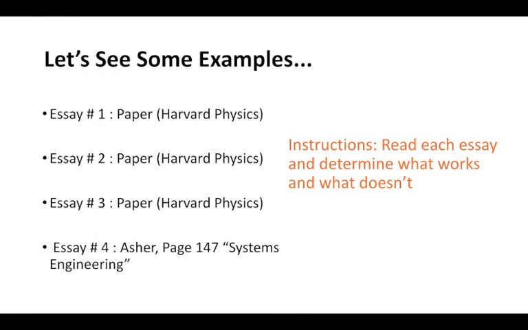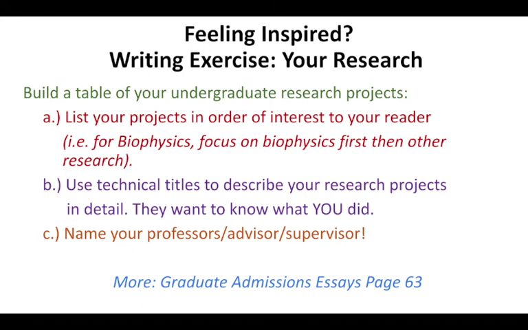So with this workshop, we hope you feel inspired. Here's a heuristic that you can use to start writing about your research. You might want to build a table of the projects that you've embarked upon, perhaps listing them in order of interest to your reader, which will be driven by your interests in graduate school. For example, if you're interested in biophysics, focus on your biophysics related work first, then the other ones. Come up with a snappy technical title to describe your research projects, and name who they were with. The Asher book has, on page 63, other examples of how you could carry through this activity.